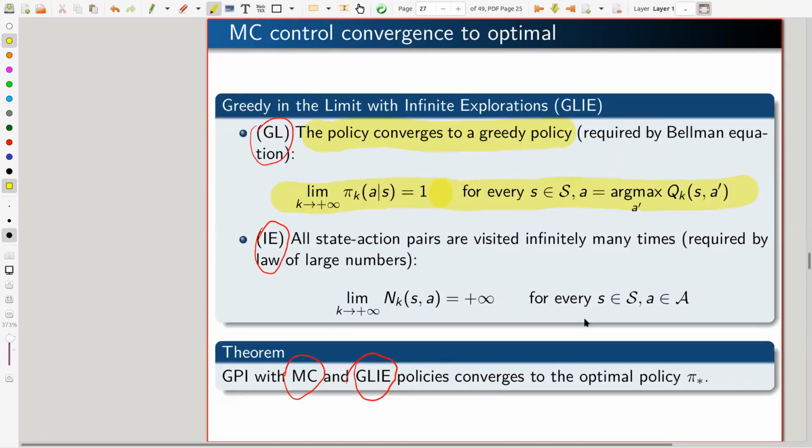And the other condition, required by the law of large numbers, is that all state action pairs are visited infinitely many times. And the epsilon greedy improvement ensures this. So this means, for instance, that the epsilon greedy control cycle converges to the optimal policy as soon as epsilon is not just one constant value, but is a sequence of values converging to 0.